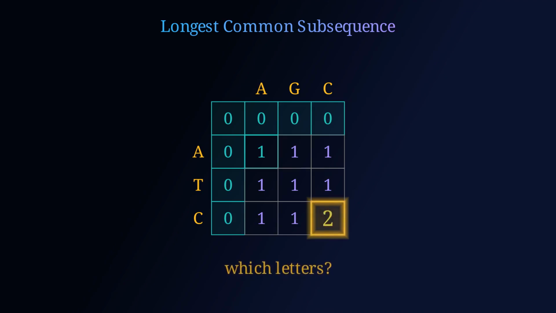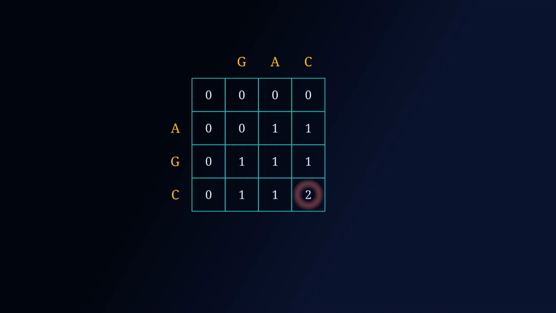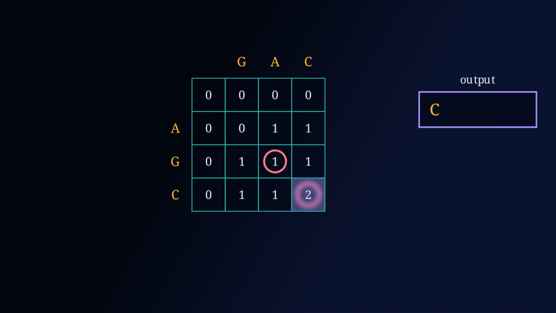But just like with the coins, a length alone leaves us curious. Which letters actually make up that shared subsequence? Once more we backtrack, tracing our steps from the corner. The rule mirrors how we filled. When we stand on a cell that came from a diagonal match, that letter belongs to our answer, so we record it and step diagonally up and to the left. When instead the cell just inherited from a neighbor, no letter was added there, so we simply follow the arrow back toward whichever neighbor gave the value, up or left.